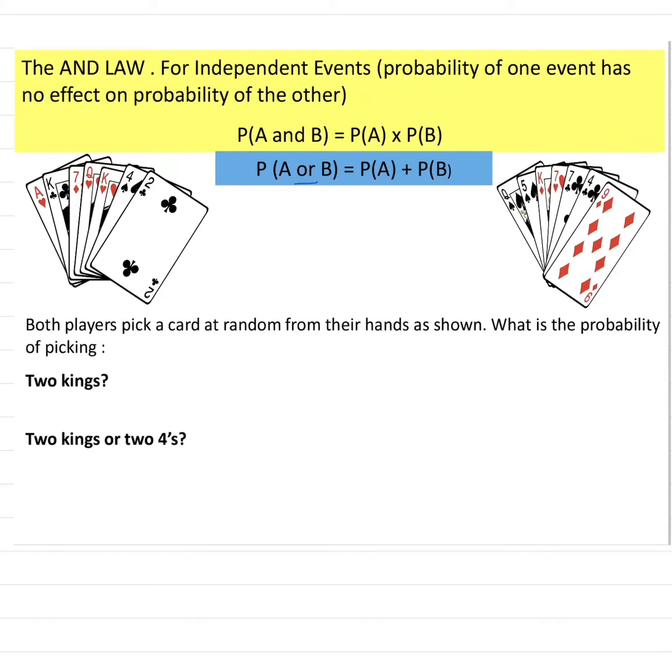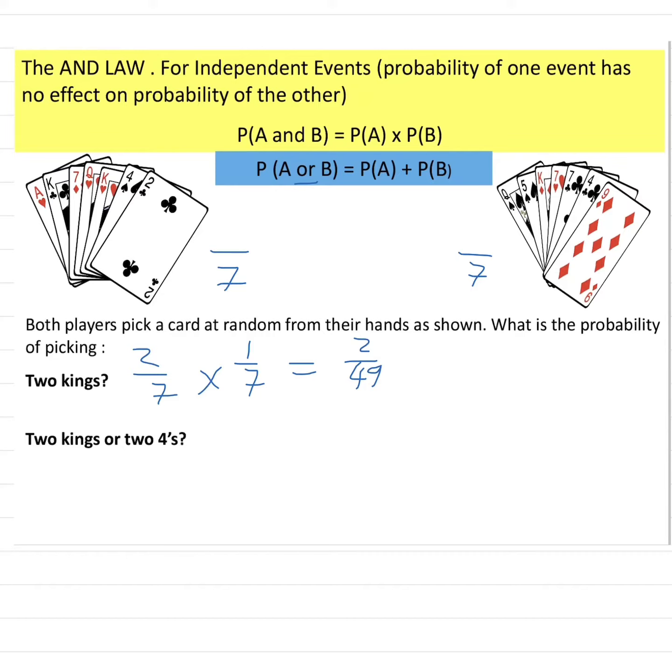So looking at this question here, both players pick a card at random from their hands as shown. What is the probability of picking first, 2 kings? So we can see both of these are out of 7. And the one on the left, there are 2 kings, so that will be 2 out of 7. On the right then, there is just 1 king, so that will be 1 out of 7. Then we multiply, so we have 2 out of 49.